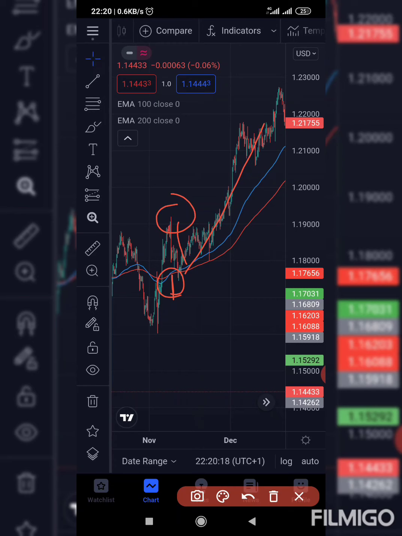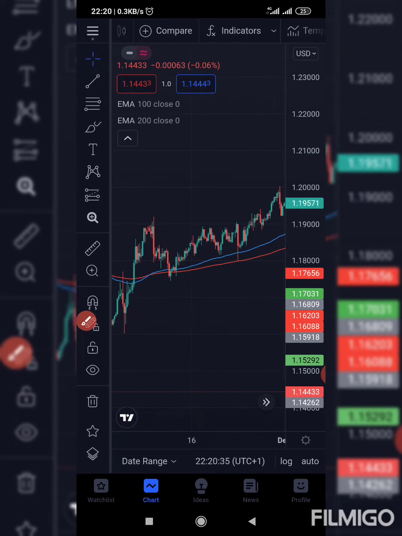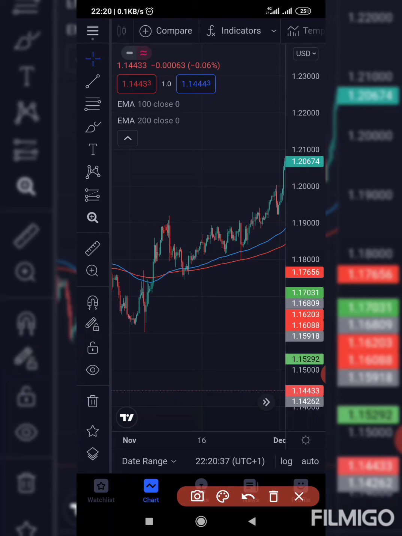So one major way to avoid that is that once the cross happens, don't buy immediately. After the cross has happened, wait for price to come to any of the moving average. Then you buy in once price comes back to it. For example, after this cross that happened there, if you had bought directly at this point, when this cross happened, then you'll be caught by this downward move and it can pass you out if you don't have big money.